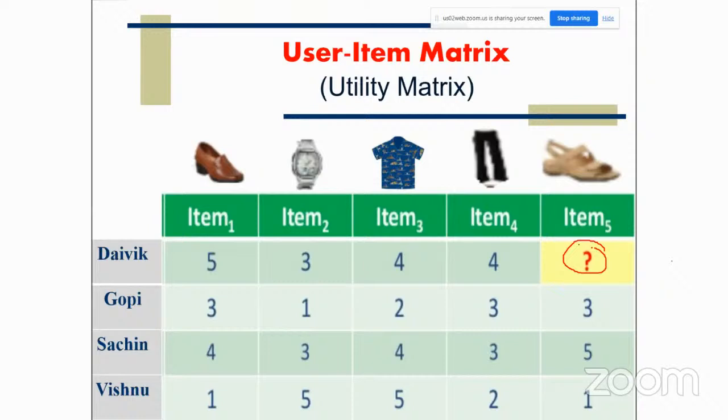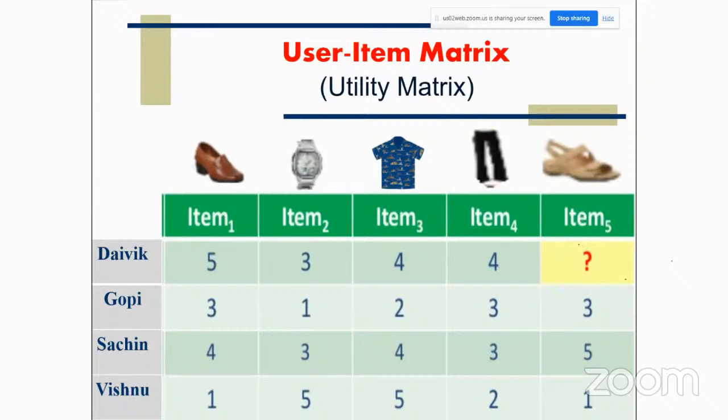That's why we are looking for rating prediction, followed by recommending item 5 to Daivik. Other ratings are available, there is no issue, and only one rating is missing. Our objective is to find the rating prediction followed by the recommendation of item 5 to Daivik, yes or no. That is the conclusion.